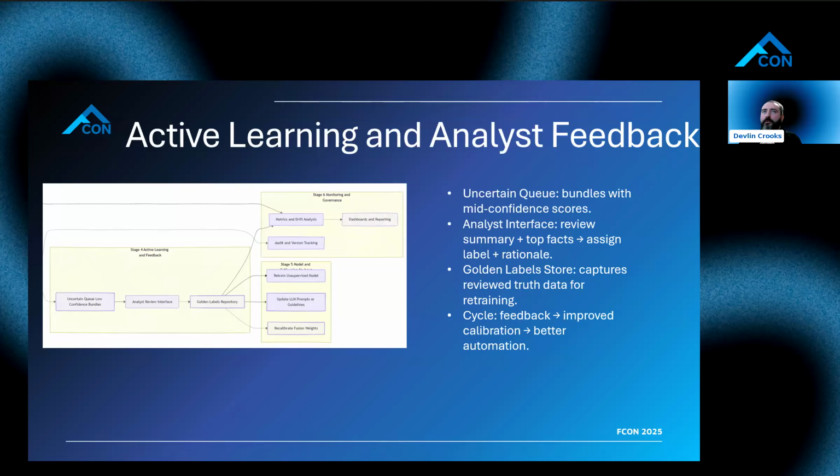Okay, and now here's where we have the active learning and analyst feedback. So we have the bundles, we have the scores, we have the stubs. We're going to throw our uncertain queue, the ones we're not too sure about, with mid-confidence scores, and we're going to have the analyst look at it.